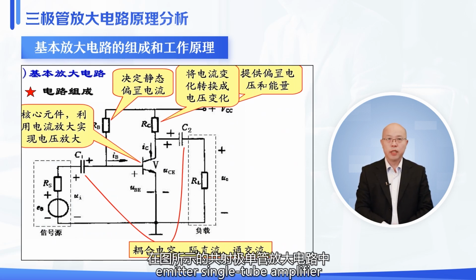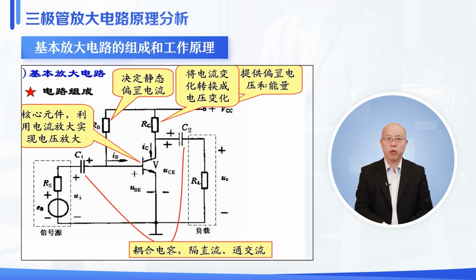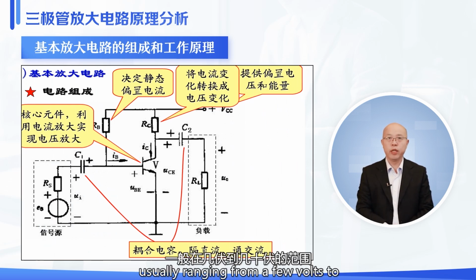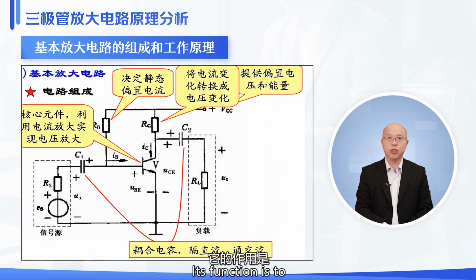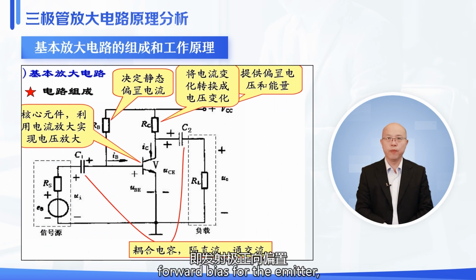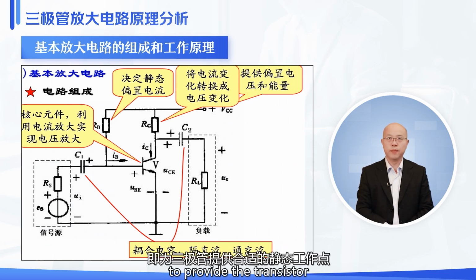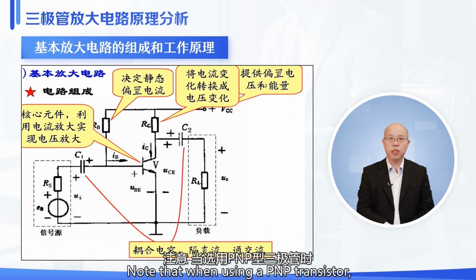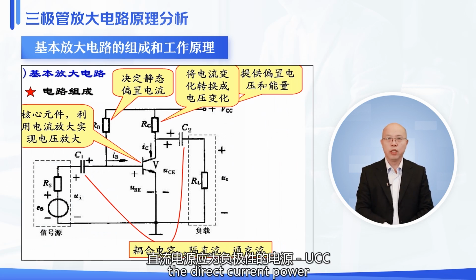In the common emitter single-tube amplifier circuit shown in the figure, an NPN transistor is used. UCC is the direct current power supply for the collector circuit, usually ranging from a few volts to several tens of volts. Its function is to provide the transistor with the appropriate bias, that is, forward bias for the emitter and reverse bias for the collector, that is, to provide the transistor with a suitable static operating point to ensure the input signal is amplified without distortion. Note that when using a PNP transistor, the direct current power supply should be a negatively polarized power supply UCC.